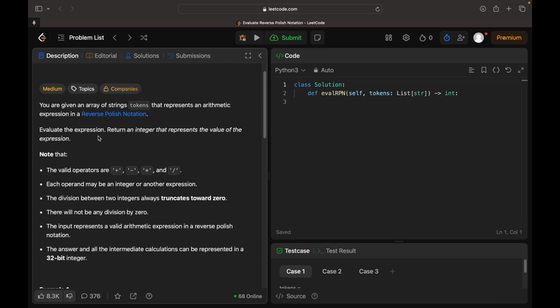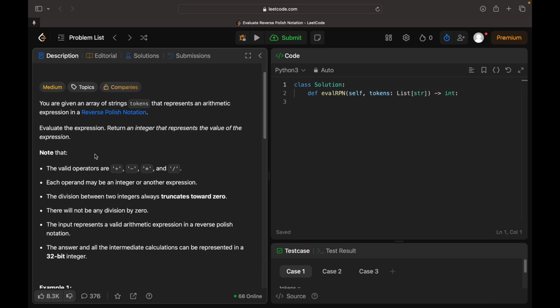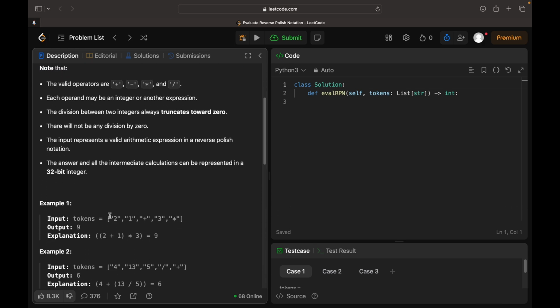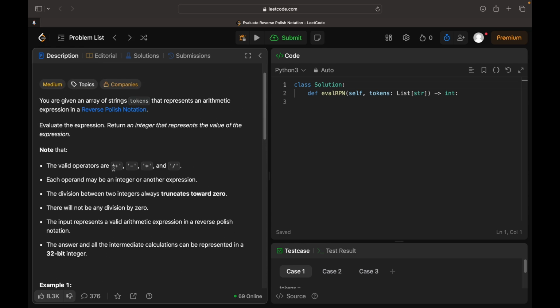So how do we solve this? But before going forward, I would like to show you this. Evaluate the expression, and return an integer that represents the value of the expression. So essentially we will be given a list like this, and we want to calculate the output. The valid operators are plus, minus, asterisk, which is multiplication, and forward slash, which is division. Each operand may be an integer or another expression.